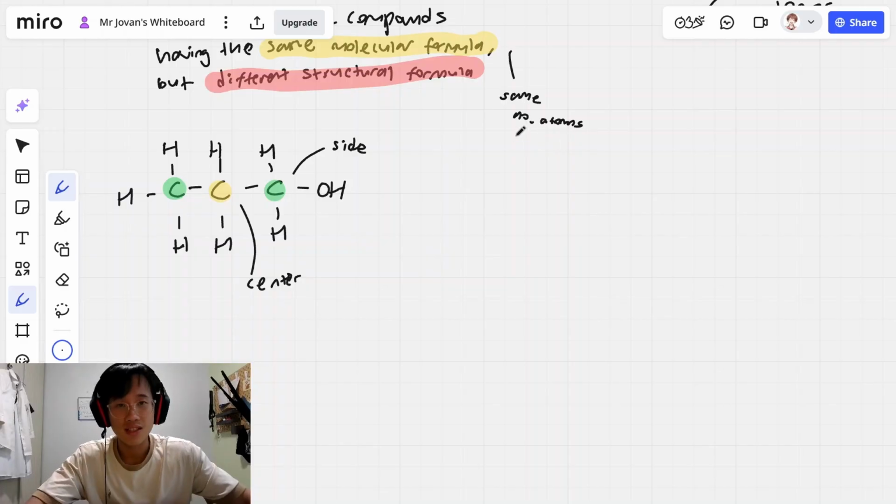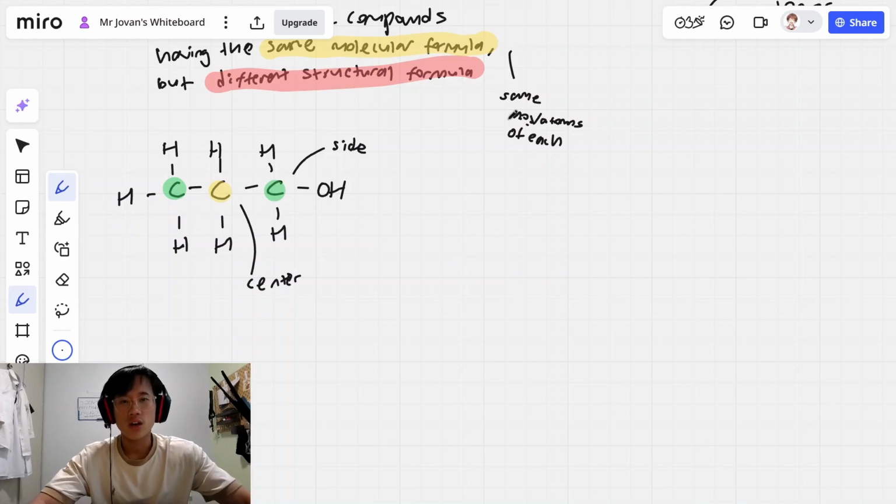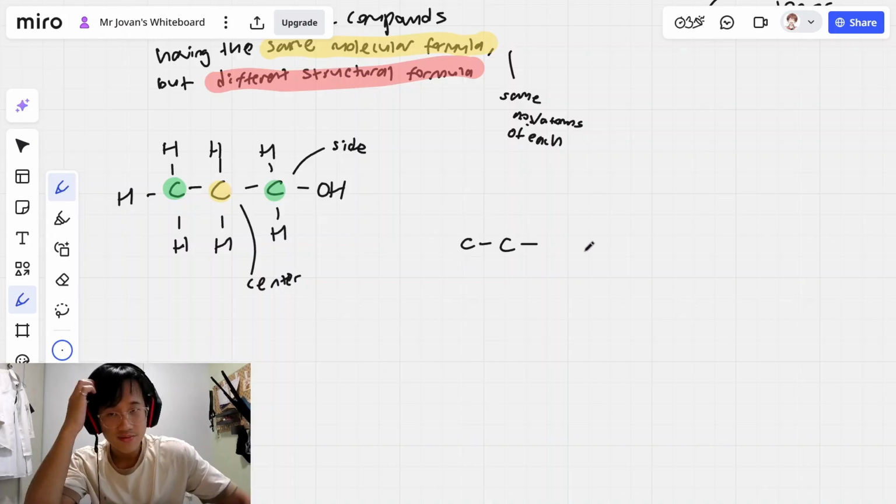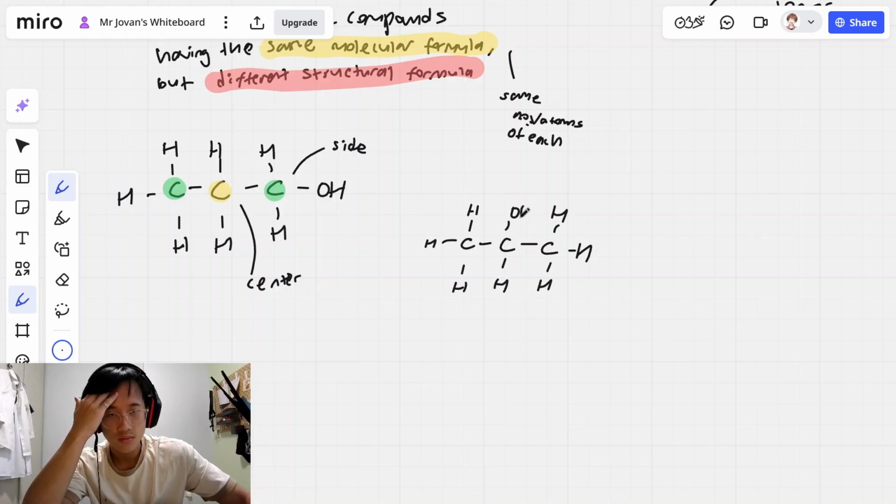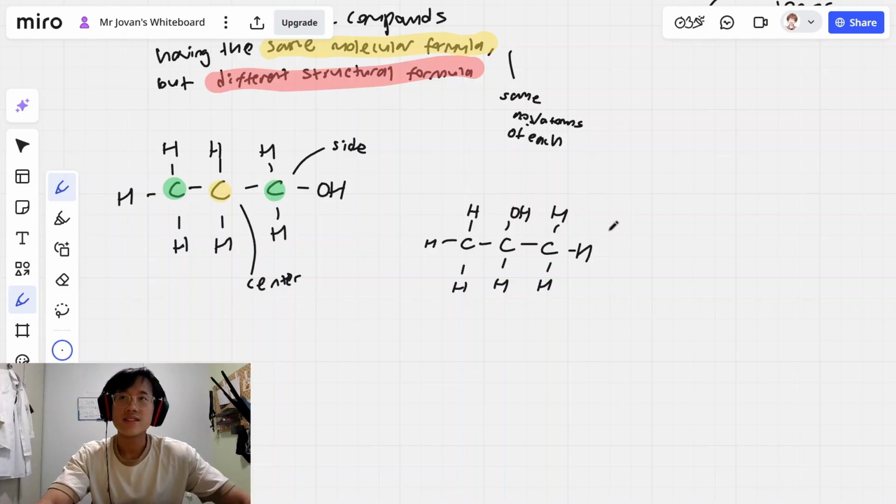Same number of each atom. Okay, let me be more specific for you guys. Now, I'm going to draw it all with the same number of each atom, but I'm going to change the structure slightly. And you tell me whether they are the same, whether they are isomers. Is this an isomer? Yes, it is. So good job, guys, if you got it right.